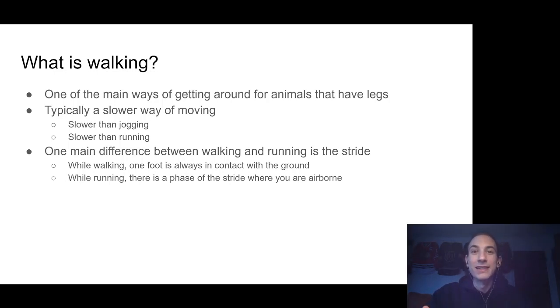And one of the main differences between walking and running, before I was kind of joking, but it is helpful to actually make a distinction between what is walking and what is running. The main way that we're going to define the difference is when you're walking, you always have one foot in contact with the ground. When you're running, there's this phase. You may not notice it, but there's always this brief moment where both of your feet have left the ground. You're airborne, you're in the air. But when you're walking, one of your feet is always in contact with the ground.